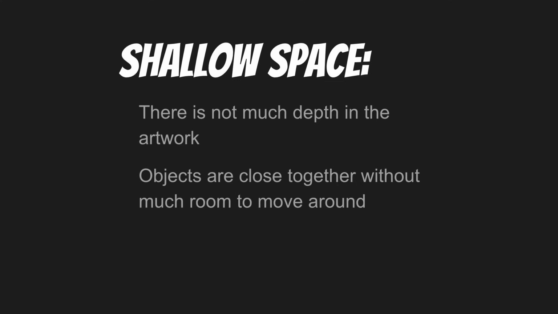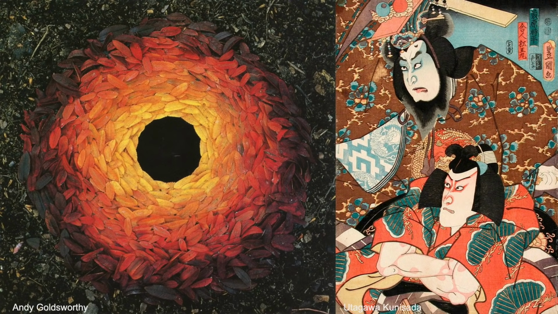In an artwork, when we have shallow space, objects are close together without much room to move around. So here are a couple artists with artworks that involve shallow space: Andy Goldsworthy and Utagawa Kuniyoshi. Very different artists for sure, but when we look at their artworks, we can see that we can't go very far into the artwork. It kind of stops. It's almost like it hits a wall.